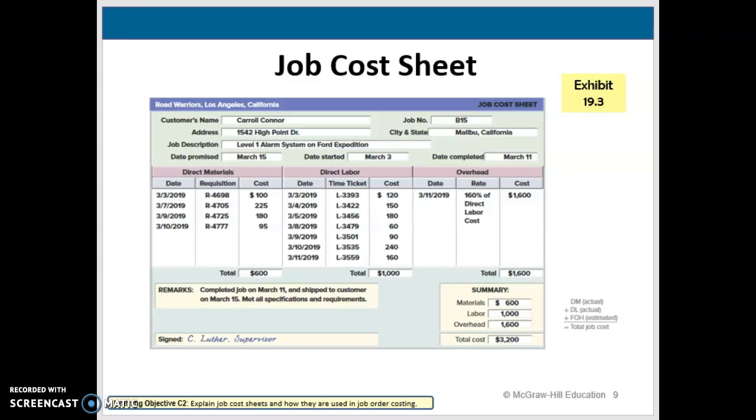We also see some key dates, the requisitions for the direct materials. We see the time ticket that goes along with the direct labor. We see a signature when that job is done, saying that it's done. And we see a total cost. So the balance in the work in process comes from this throughout the process. So we can see this total cost. So we see that the materials, labor, and overhead all add up to that total cost of $3,200. So the balance in cost of goods sold is a total of all job sheets that have been sold and delivered.